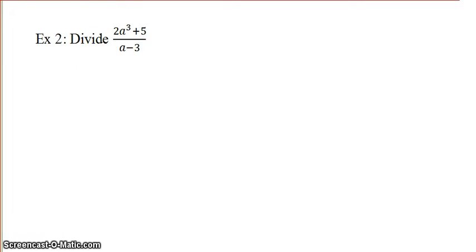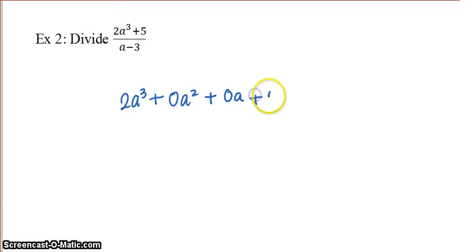Okay, so this is a special case in the sense that we need to account for every single power in descending order. We know that 2a cubed plus 5 is going to go on the inside. Well, I need to write 2a cubed, but I need to account for every single power, like a squared and a. Well, we don't have any of those. So the way we're going to write it is plus 0a squared, because we don't have any. That still equals 0, but we need to have that as a placeholder. Then we're going to put plus 0a and plus 5.